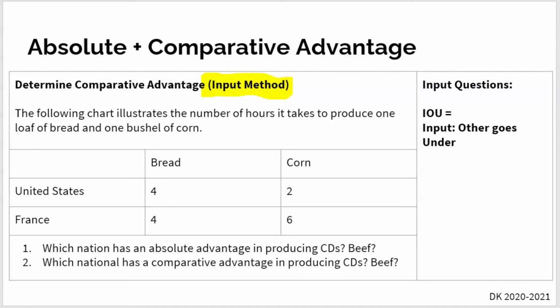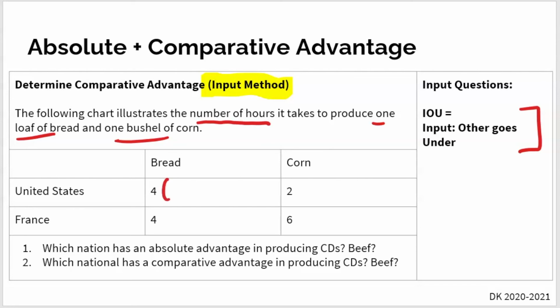And so here, we know that this is an input question because, A, it just tells us it's the input question. But more specifically, it tells us the number of hours it takes to produce 1 loaf of bread and 1 bushel of corn. So this question isn't really looking at how many bushels of corn and how many loaves of bread this country can produce. It's looking at how many hours it takes to produce that loaf of bread and that 1 bushel of corn. And so here, with input questions, the other number goes under, so IOU. But we're still looking at the lower opportunity cost here.